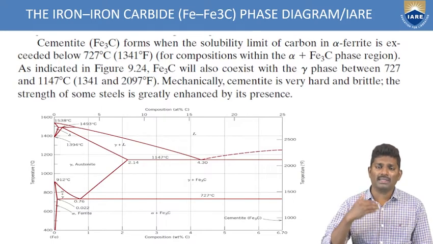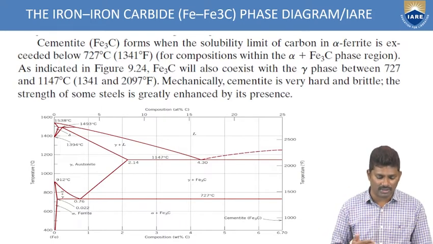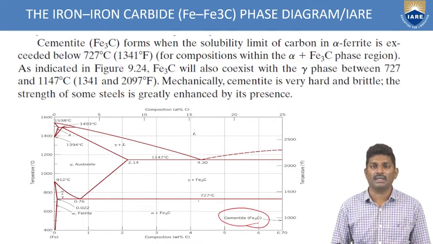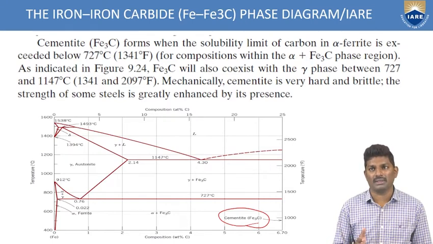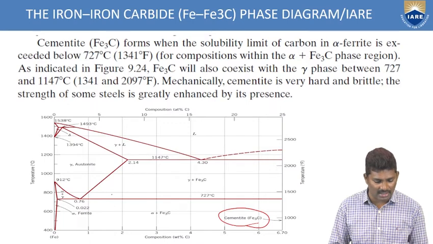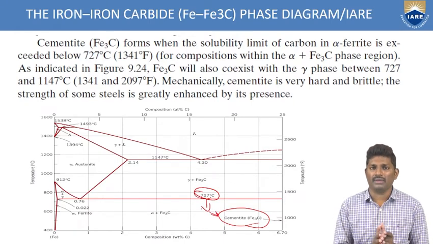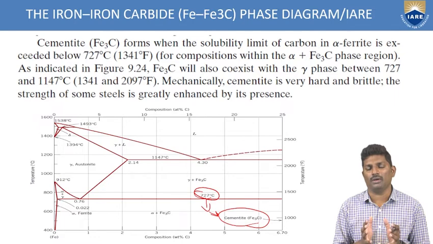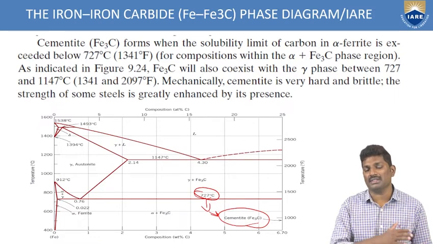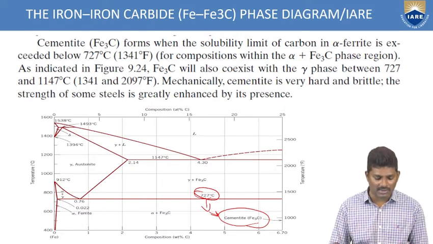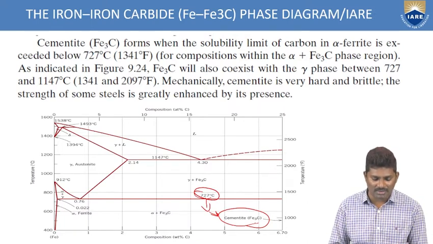And coming to cementite, if you go further, you get cementite at this point at 6.708 percent. Cementite forms when the solubility limit of carbon in alpha ferrite is exceeded below 727 degrees. Below this temperature you get cementite, where your iron transforms completely into cementite at this point. So only below 727 degrees centigrade do we get this cementite formation.